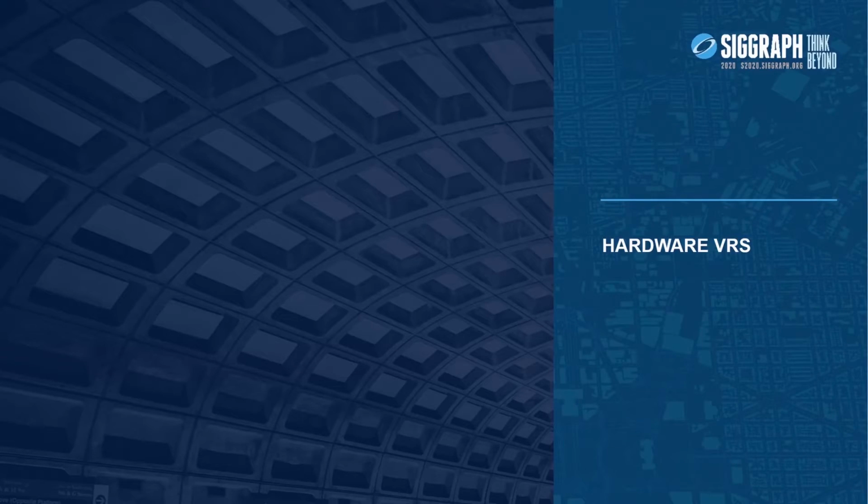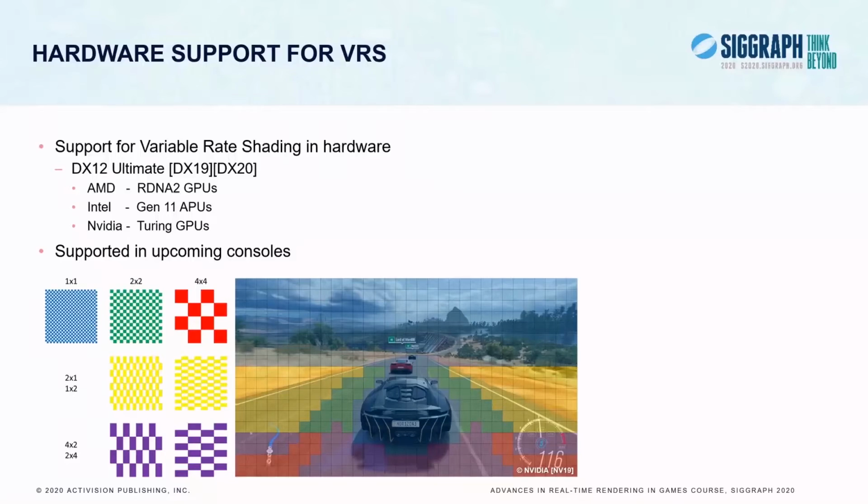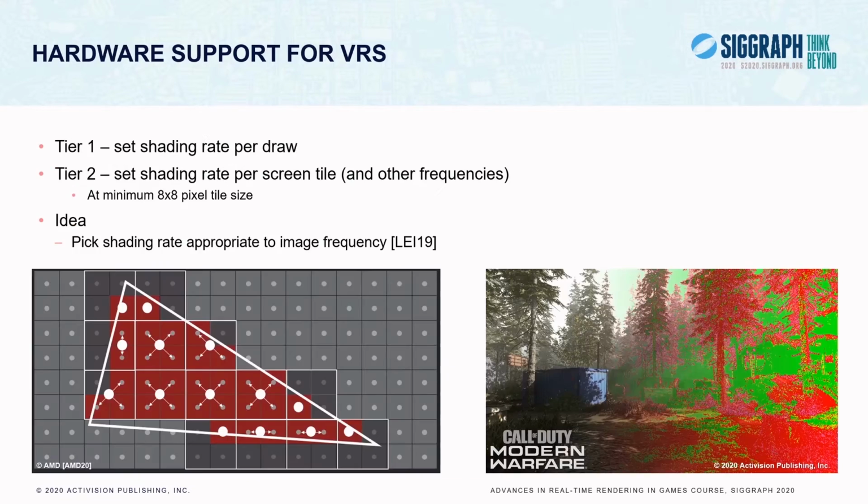I would like to introduce you to hardware variable rate shading. Hardware variable rate shading is a new feature introduced in DirectX 12 Ultimate. It's supported by all IHVs at the moment. AMD GPUs supported from RDNA 2 architecture and up. Intel supports Gen 11 APUs and up. And NVIDIA supports Turing GPUs and up.